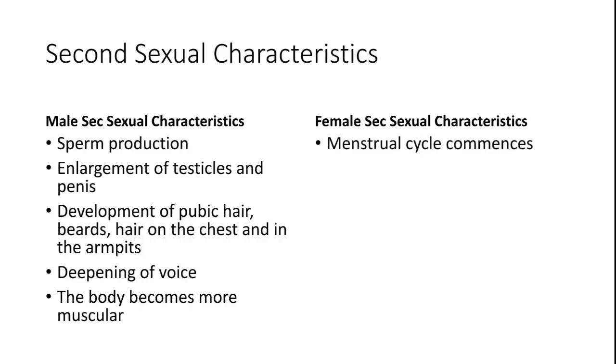Menstrual cycle commences. We're going to look at the menstrual cycle in part 2. Part 2 is all about the menstrual cycle. So it commences. And then enlargement of breasts will also occur. Widening of hips will also occur. Like I said, some of these things are genetic. So if you don't have it, there's nothing wrong. These things are simply genetics.